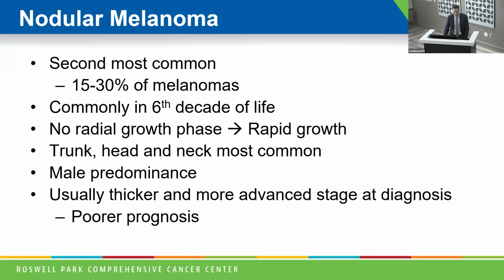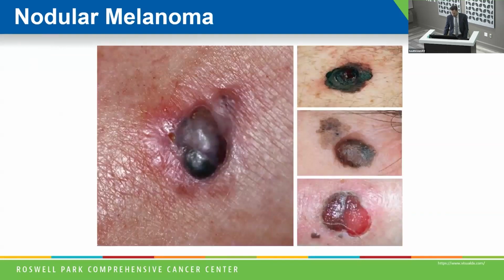This shows, again, a male predominance. And it is very frequent on the trunk, head, and neck. And this is more common in the highly sunburned areas of the skin, and it's not as much driven by intermittent sun exposure as the superficial spreading melanoma subtype.